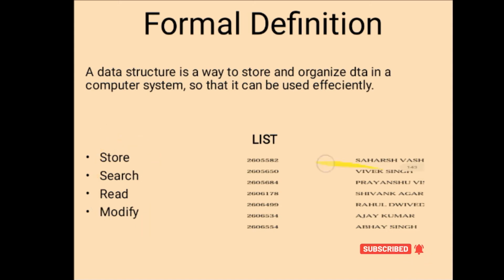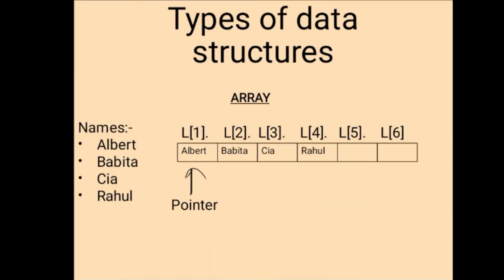Let's look at some of the data structures. The first kind of data structure we are looking at is array. An array is a collection of contiguous memory blocks like L1, L2, L3, L4, L5 and L6. These are the memory blocks. Let's suppose we want to store a list of names in an array. Then it will be stored in contiguous blocks, like Albert will be stored in L1, Babita will be stored in L2, Sia will be stored in L3, and in L4 Rahul will be stored.